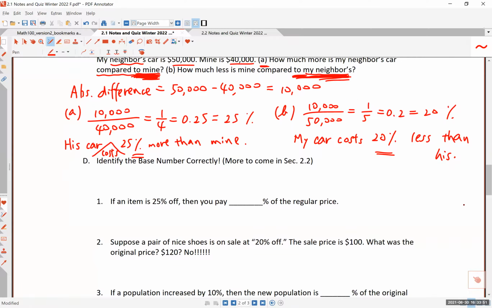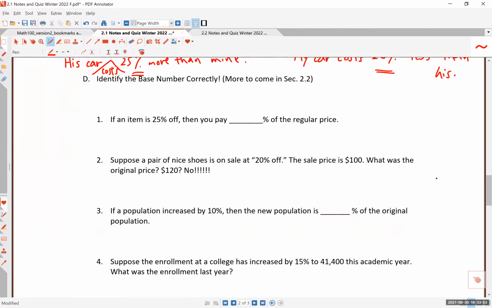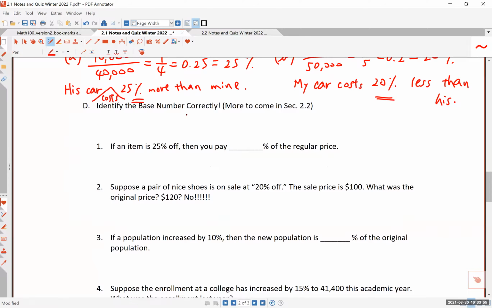Okay, so let's go to the last part of this: identify the base number correctly. This is one of the most important things that you have to watch out for in sections 2.1 and 2.2. Anytime you talk about percentage, if you are given the percentage number, always ask, percentage of what? It becomes extremely important, especially in the second section.